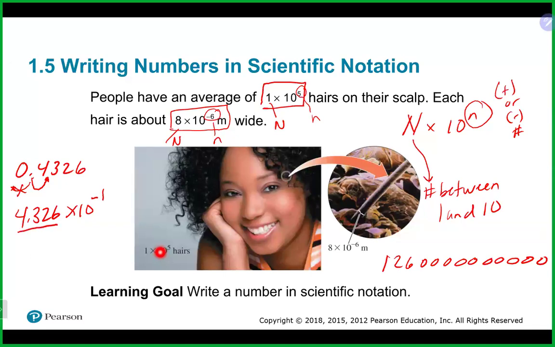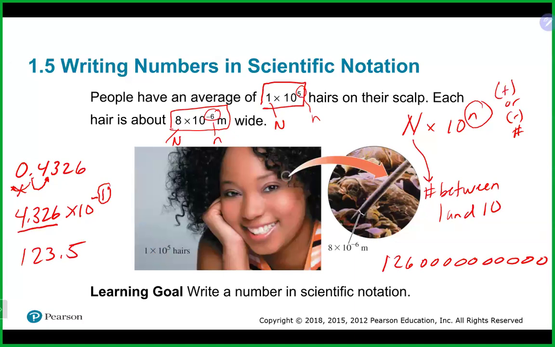This is a number between 1 and 10. I moved the decimal point one place to get it between 1 and 10. The exponent is negative because I moved the decimal place to the right. A good way to remember it is that things with negative exponents are small numbers, less than 1. So if it's a small number, it should have a negative exponent.